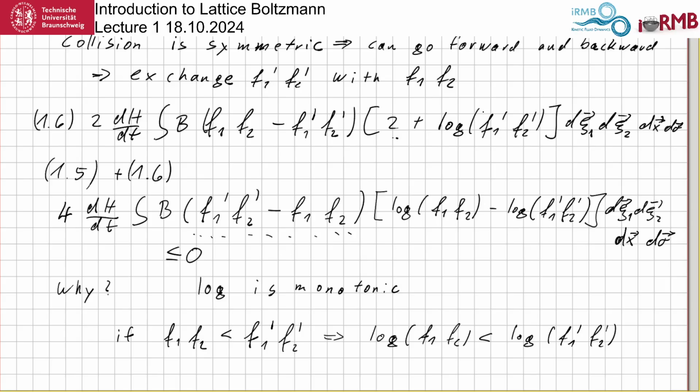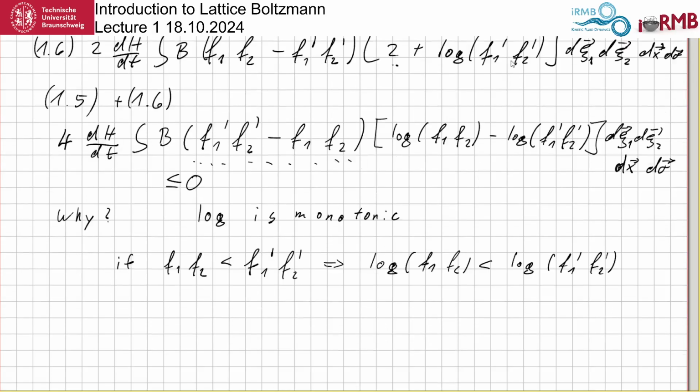And because this holds everywhere, the integral also can only be 0 or negative. So this is why this here is smaller than 0, and this is smaller or equal to 0, and this proves that there is a function that provides a direction of time.